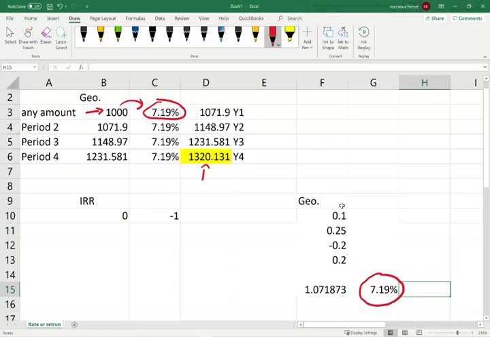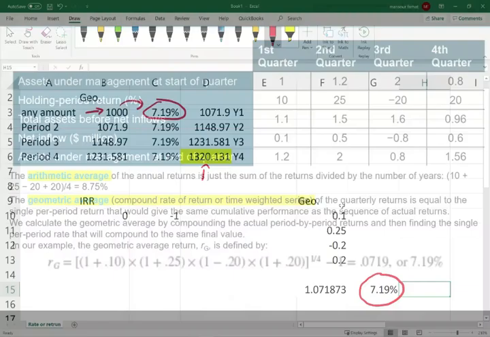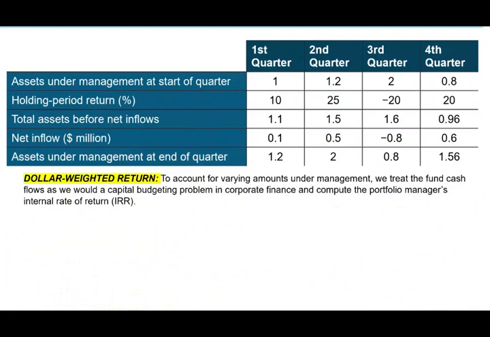So the geometric mean doesn't care about the dollar amount. It tells you if you took your money and placed it in another investment, you would have earned 7.19% equivalent to that fund. Now let's take a look at the third measurement, which is the dollar-weighted return. From the word dollar, you should understand that this takes into account how much was invested in every period, because it takes into account the dollar amount.